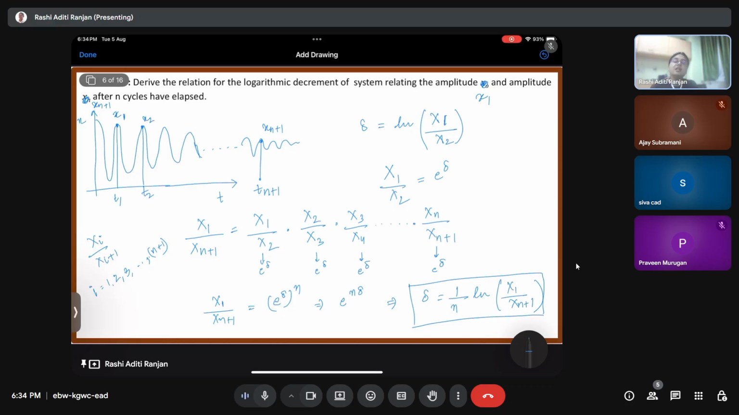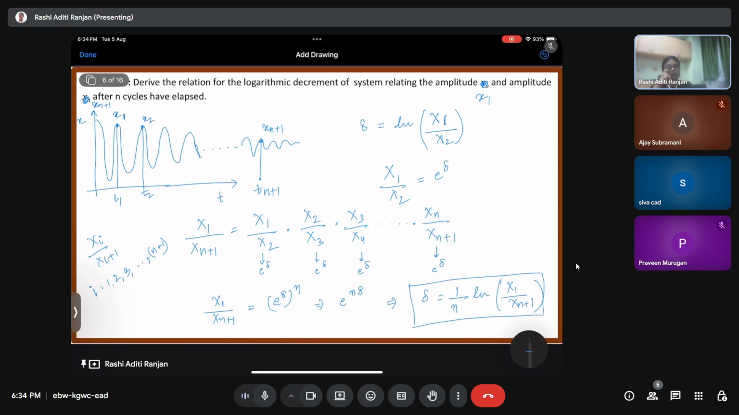So now this equation gives us an advantage. You know what the advantage is? For example, we are trying to measure the amplitude. We were able to measure at x1. Now we have to measure at x2, but we are not able to measure at x2 because let us say that the frequency is very high. For any physical instrument there is a limitation that it can measure only up to a certain level of frequency. Then what will we do in that case? We'll measure after some n cycles.